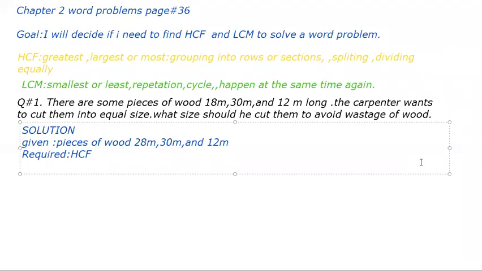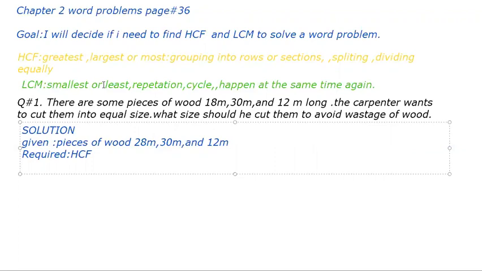Students, now we will do chapter number 2, word problems, at page number 36. The goal of this exercise is that I will decide if I need to find the HCF or the LCM to solve a word problem. I will tell you some keywords or indicators with the help of which you can decide whether you are going to do HCF or LCM.